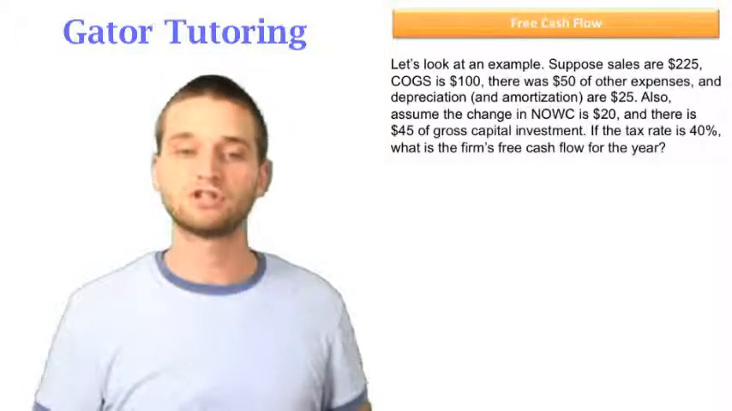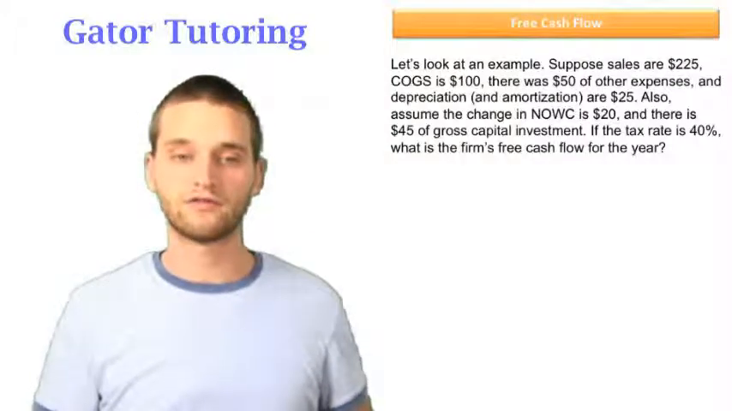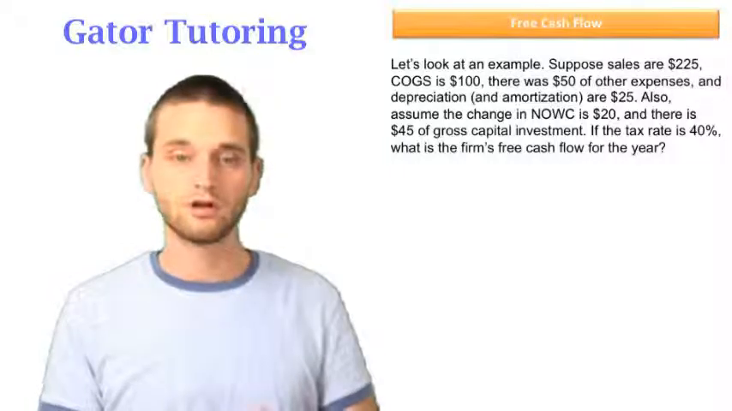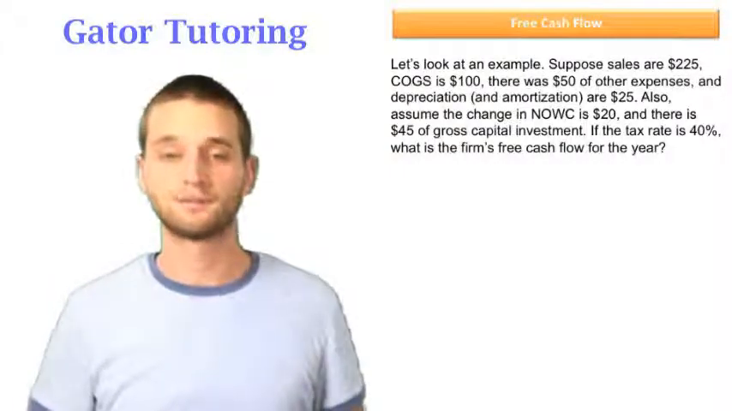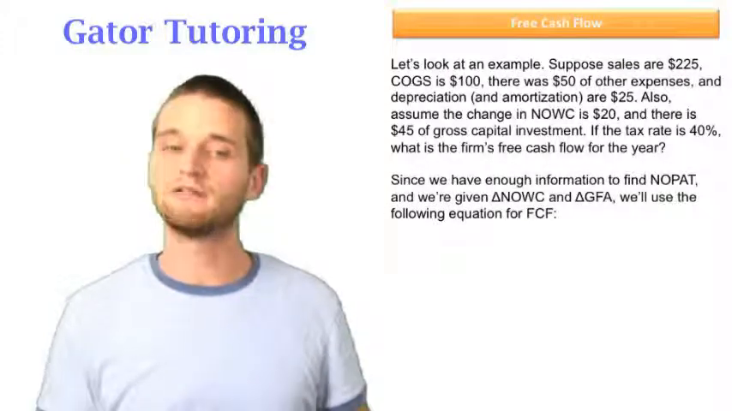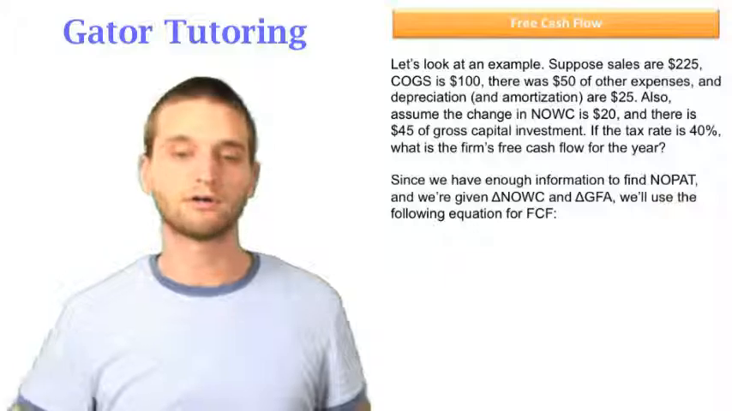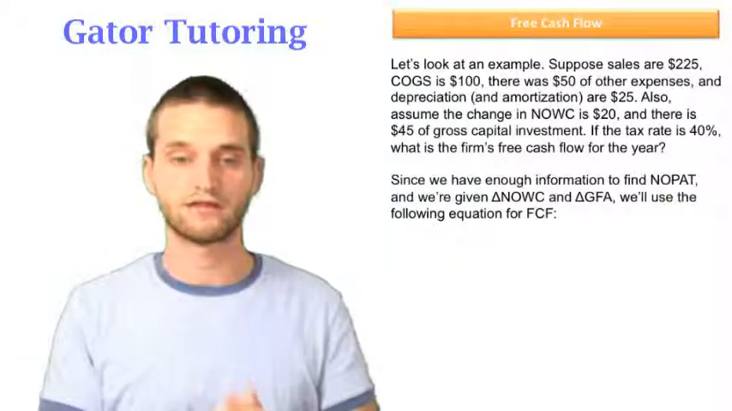Also assume that the change in net operating working capital is $20 and there is $45 of gross investment in capital. If the tax rate is 40%, what is the firm's free cash flow for the year? Well, since we have enough information to find NOPAT, and we're given the change in net operating working capital and the change in gross fixed assets, we'll use the following equation for free cash flow.